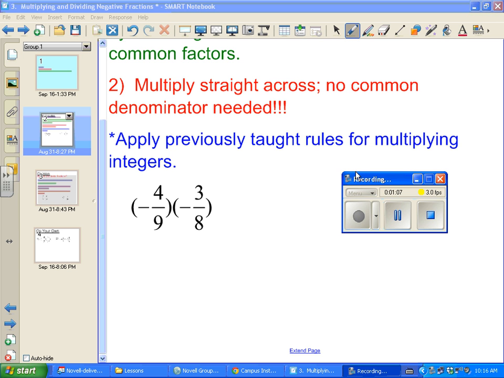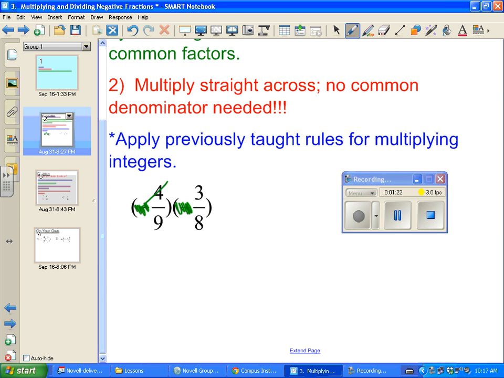I'm going to go ahead, since I know negative times a negative is a positive, I'm just going to cross these out. We know our answer is going to be positive at the very end. Now we check for common factors for our numerators or denominators. 4 and 9 we can't do, but 4 and 8, we can divide both of those by 4. 3 to 1 and 2. 9 and 3, we can divide both those by 3 to get 1 and 3. For an answer of 1/6. We know it's positive, so we stay positive.